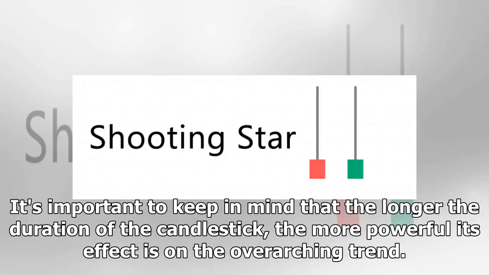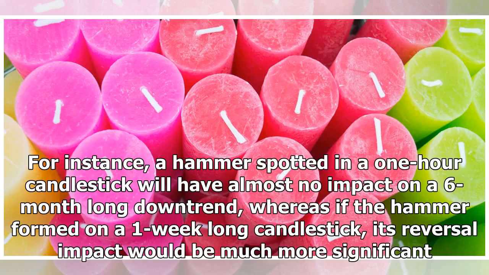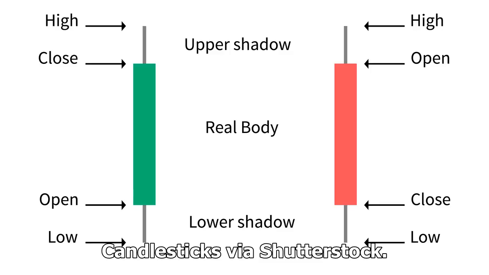It's important to keep in mind that the longer the duration of the candlestick, the more powerful its effect is on the overarching trend. For instance, a hammer spotted in a 1-hour candlestick will have almost no impact on a 6-month-long downtrend, whereas if the hammer formed on a 1-week-long candlestick, its reversal impact would be much more significant. Candlesticks via Shutterstock.